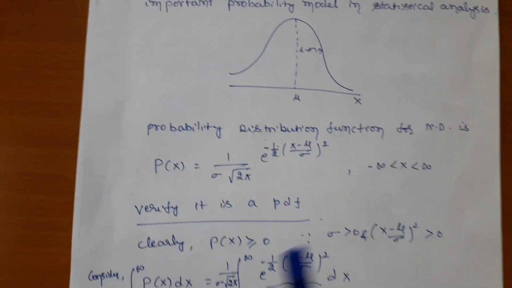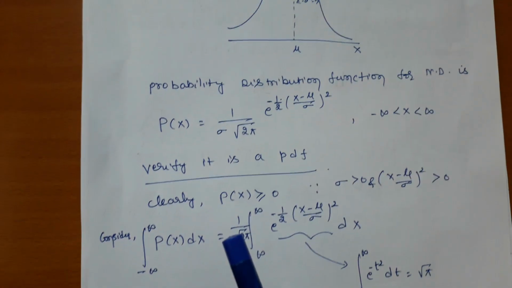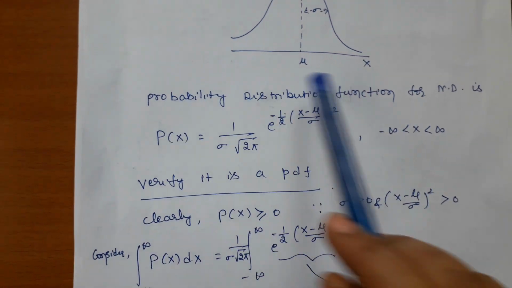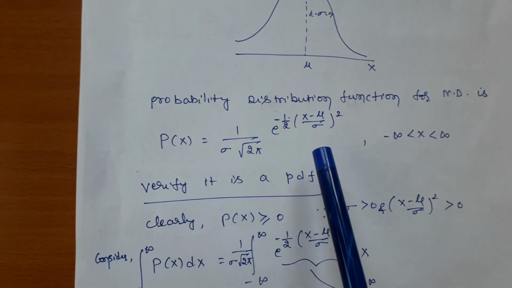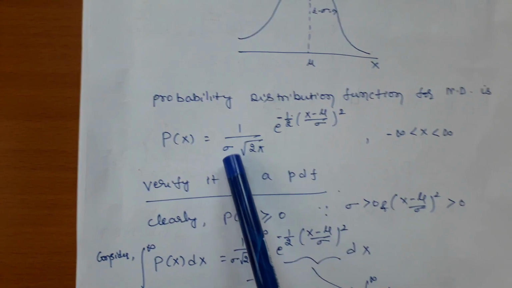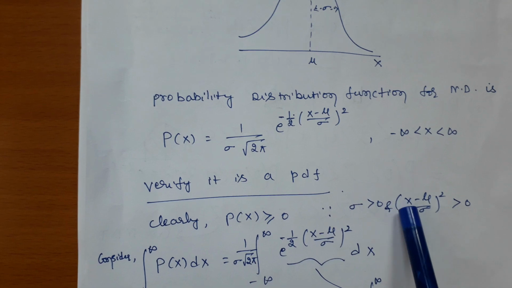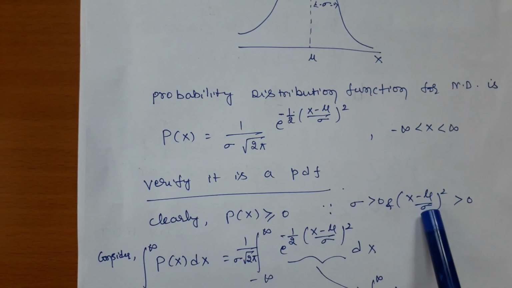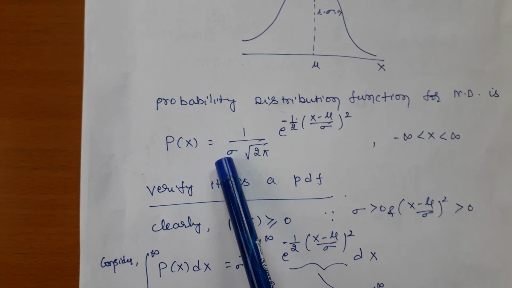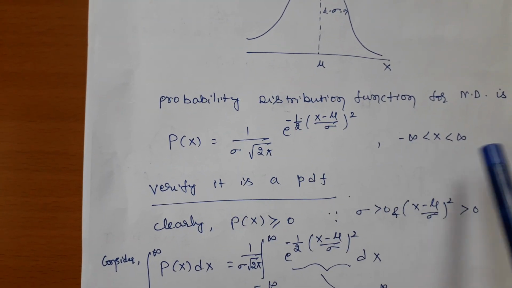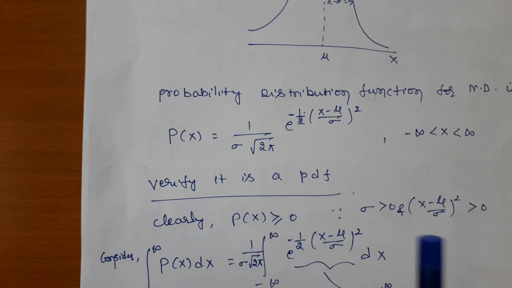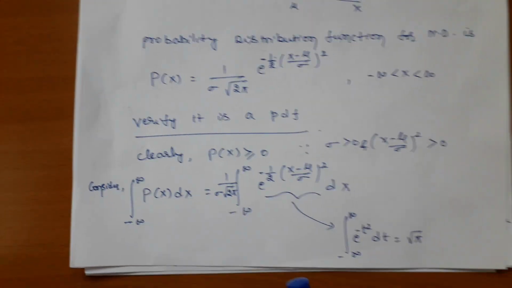Then, once you define a probability function, I want to verify whether it is a PDF or not. To verify, first you observe that the given probability function is greater than or equal to 0. Clearly it is, because the standard deviation is always greater than 0, and x minus mu by sigma may be negative or positive, but its square is positive. Therefore, for the range from minus infinity to plus infinity, p of x must be greater than or equal to 0. So it satisfies the first condition of a PDF.